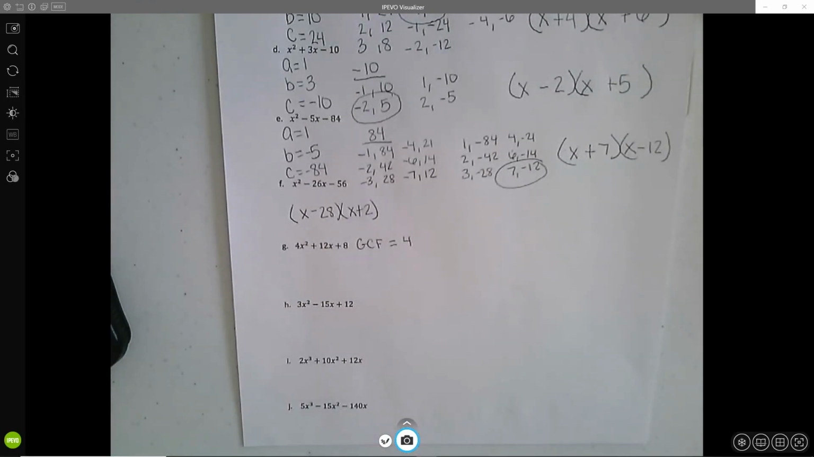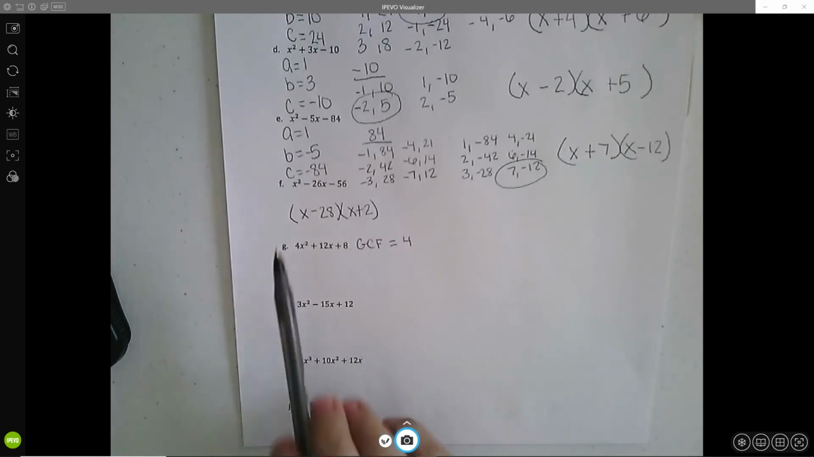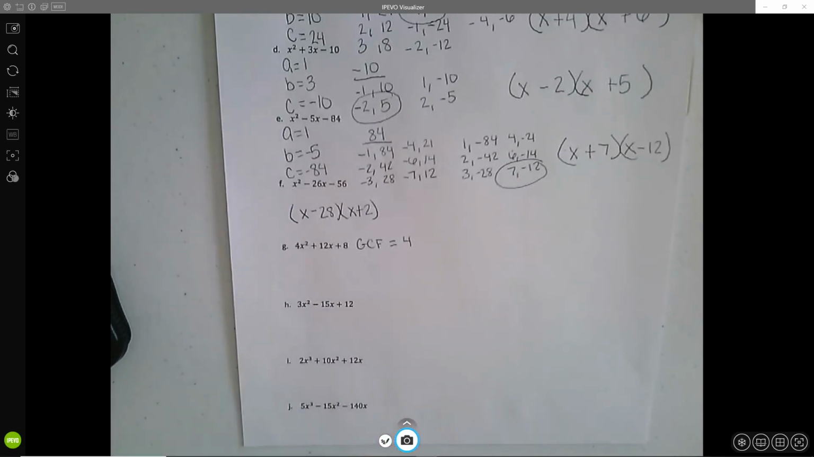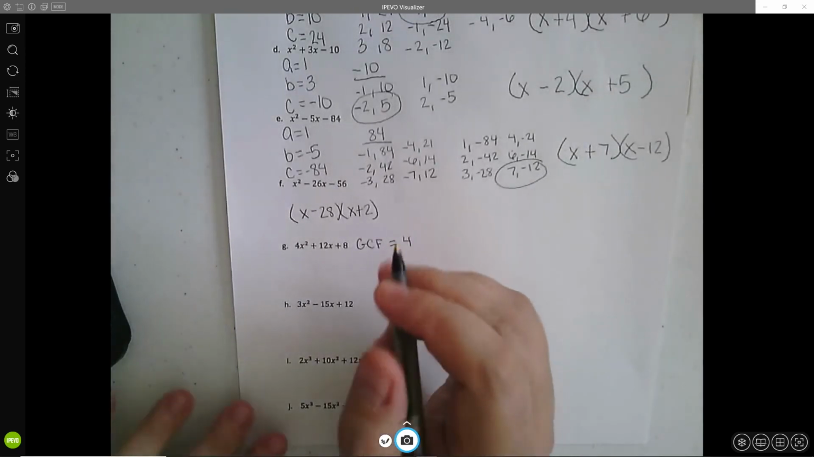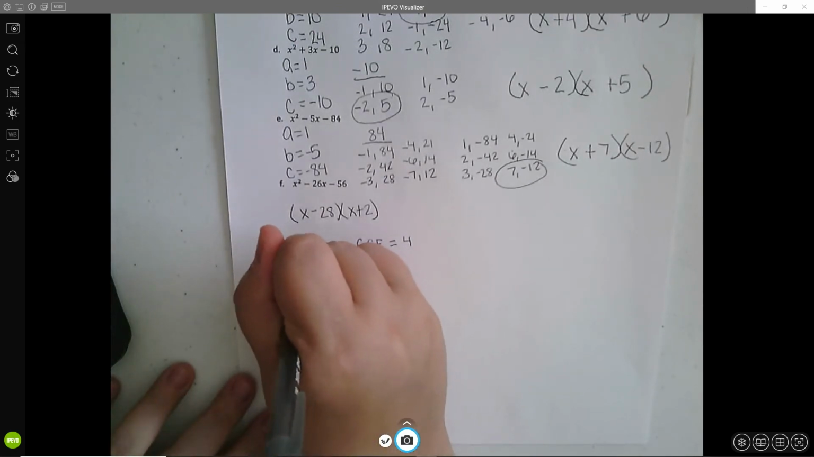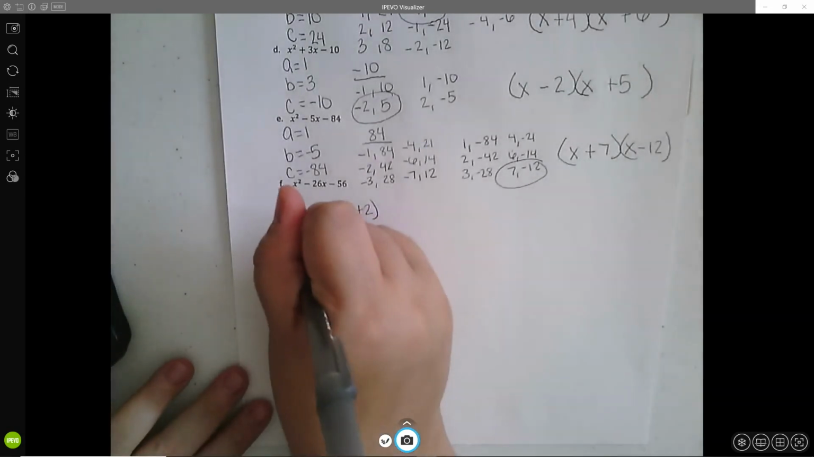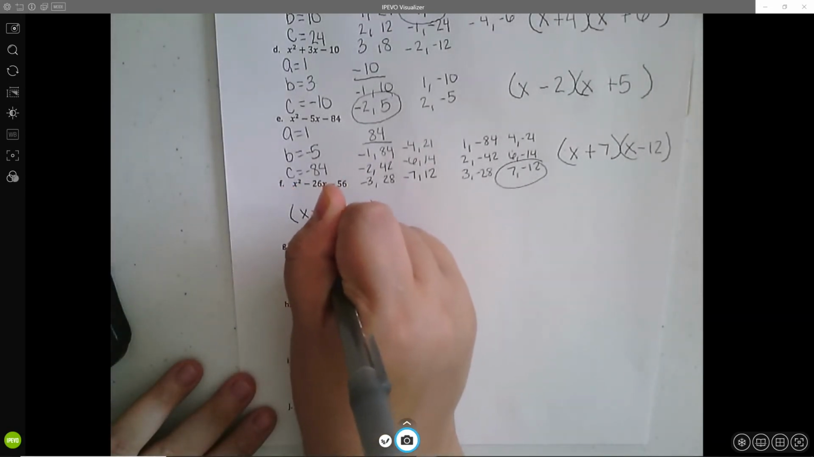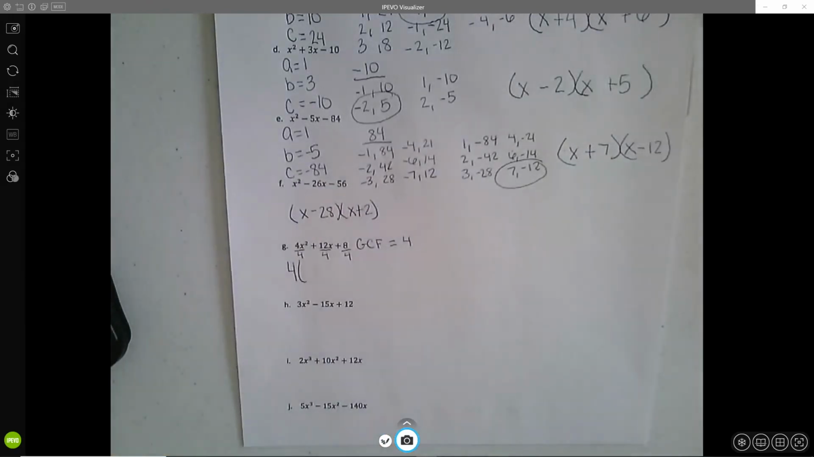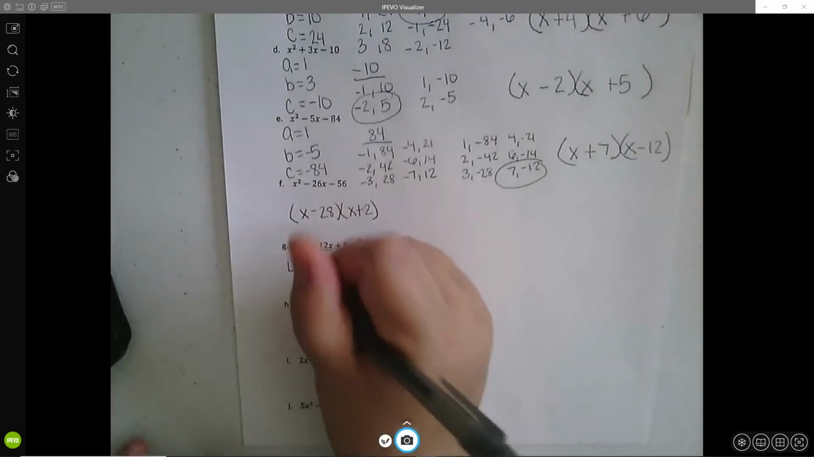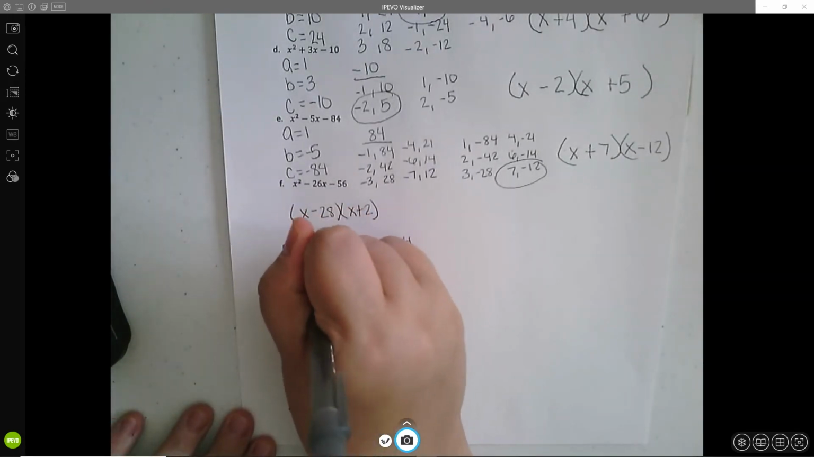Why I'm telling you to check it on these ones is because we have to get it where there's nothing in front of my x squared. We've not talked about yet how to factor when there's something in front of x squared. So, I'm going to take a GCF of 4 out. GCF goes in front, and now you're basically taking each of these terms, dividing by that 4 and simplifying. 4 divided by 4 is 1.